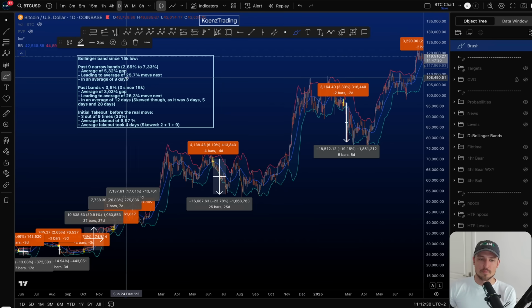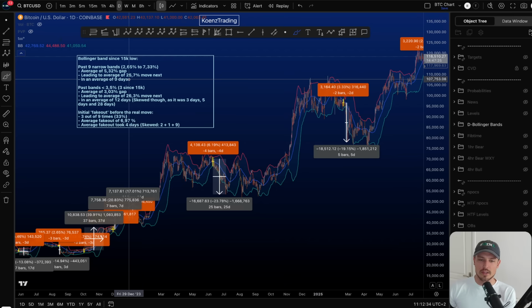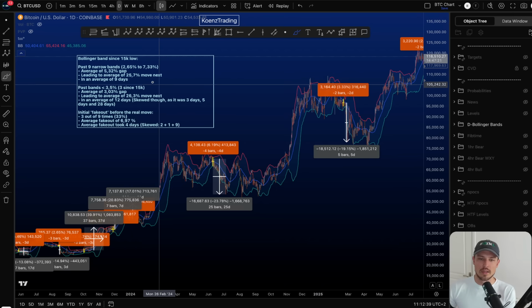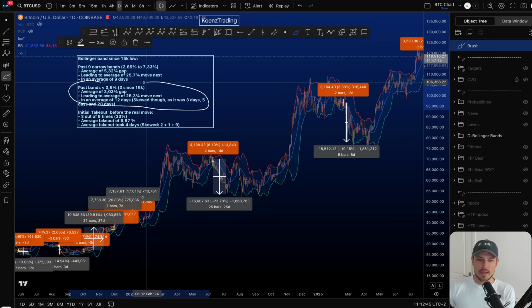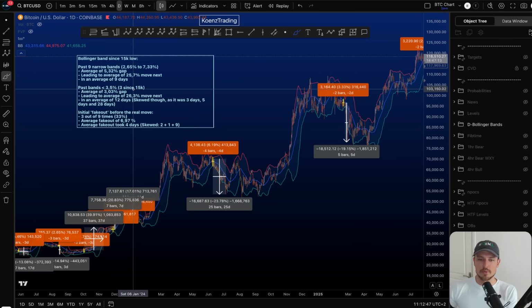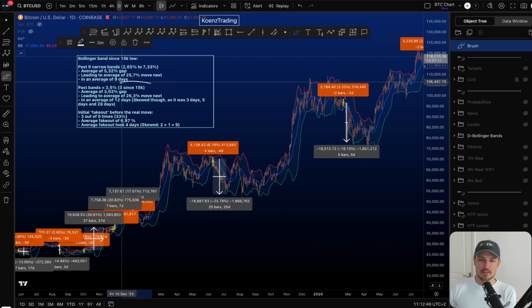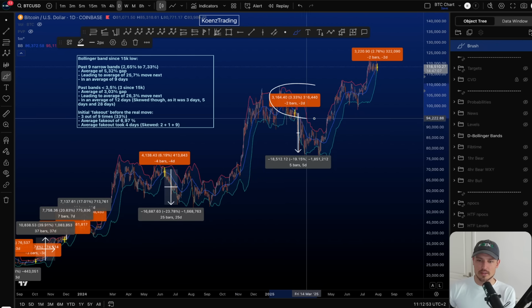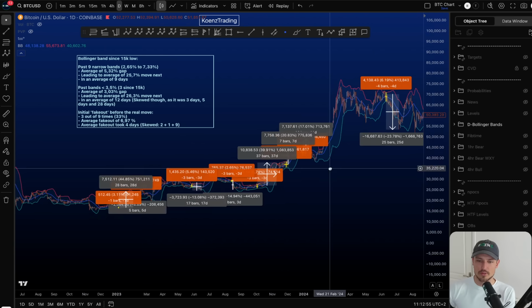And that move happened in an average of 9 days. So it took about 9 days on average to create a 26% move after a 5.32% average gap on the Bollinger Band. Now, if we look at the past bands with a gap less than 3.5%, there were 3 gaps of less than 3.5%. This is one of them, 3.33.